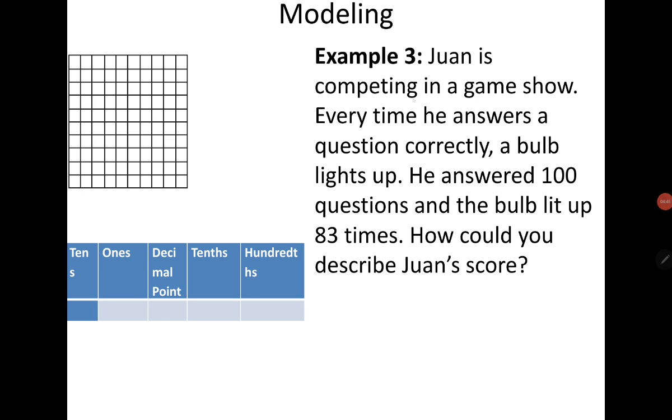Example 3 says Juan is competing in a game show. Every time he answers a question correctly, a bulb lights up. He answered 100 questions, and the bulb lit up 83 times. How could you describe Juan's score?